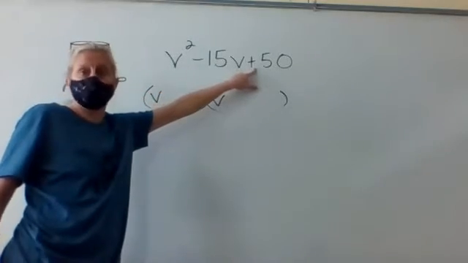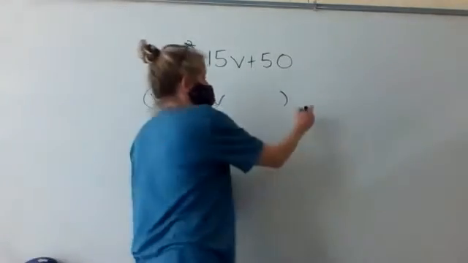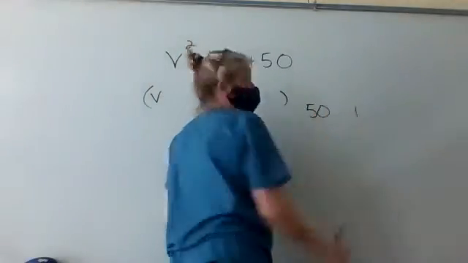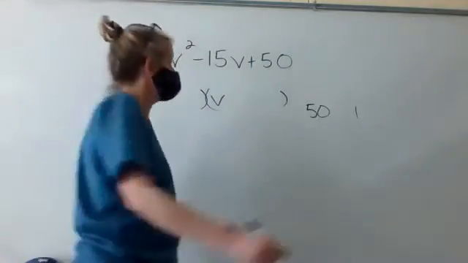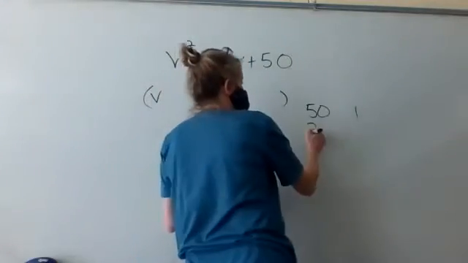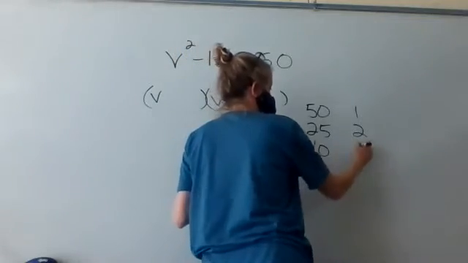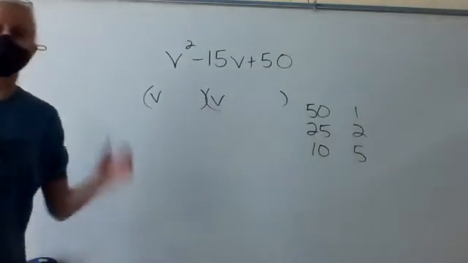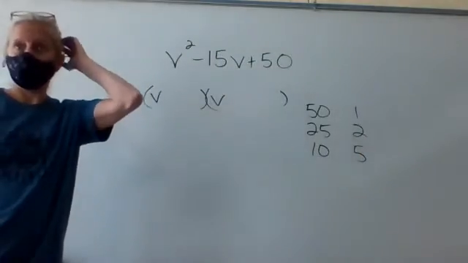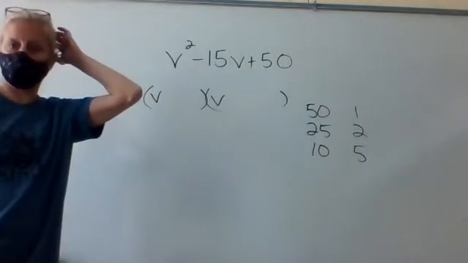The last numbers have to do 2 things. Multiply to give me 50. Lots of ways to do that. 50 and 1. Yep. 25 and 2. No 3, no 4, no 5. 10 and 5. Is that it? I think that's all the ways to multiply to get 50.